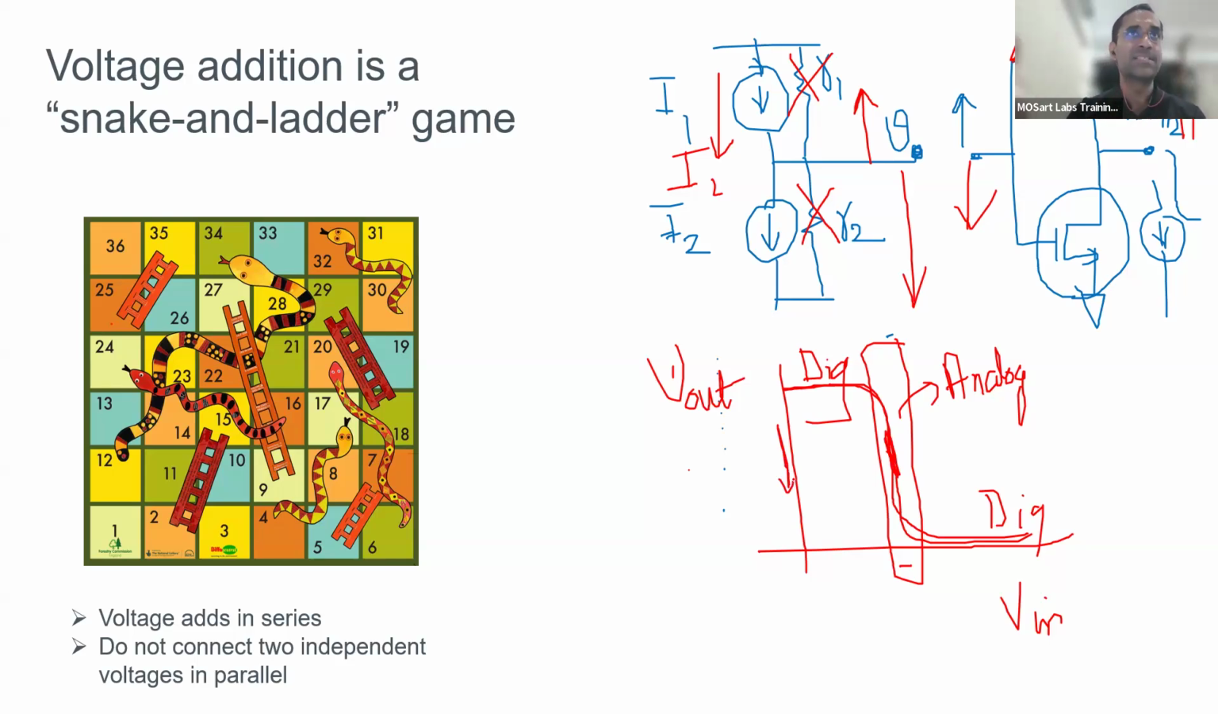Okay, and the inverter operation is nothing but this. You have two current sources fighting for each other, fighting for control. Whichever current source is stronger will pull the other one. That's it. Clear?